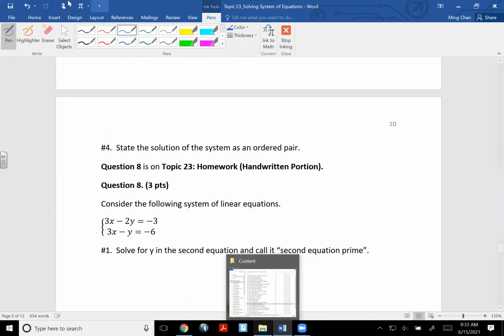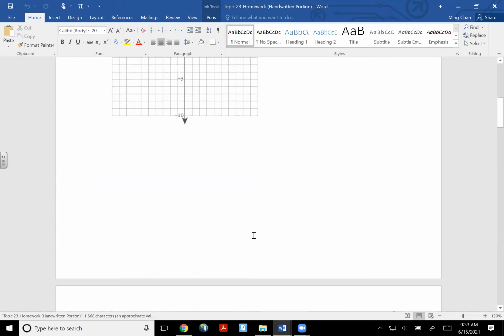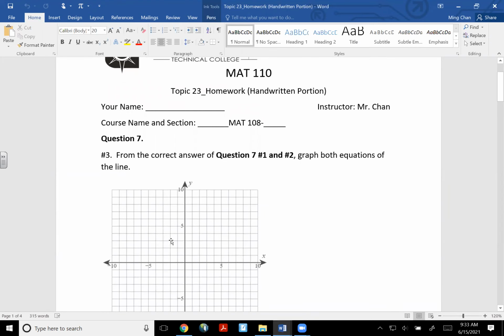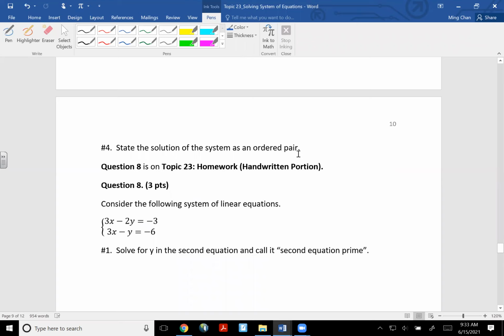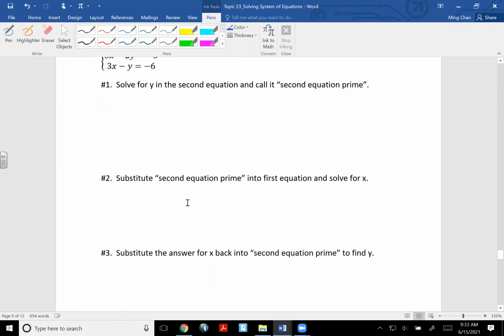Let's see if I can find the handwritten portion real quick. So number 3 is right here. Plot your points using slope and y-intercept, and then draw the two lines so you can see where the point of intersection is. Now, number 4 needs to be entered back on the computer. Number 4 says state the solution as an ordered pair. Question A is on the handwritten portion. Do the same thing as I did earlier.